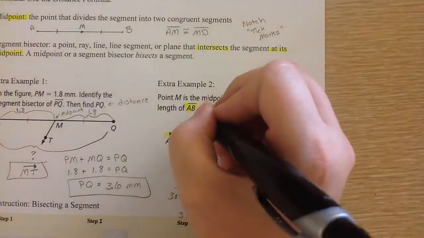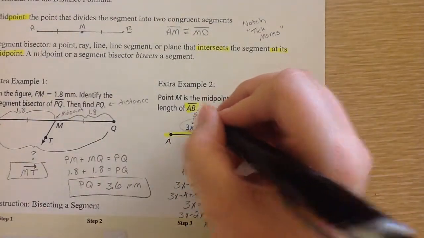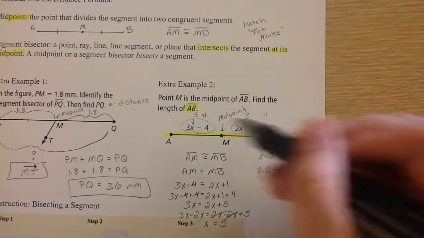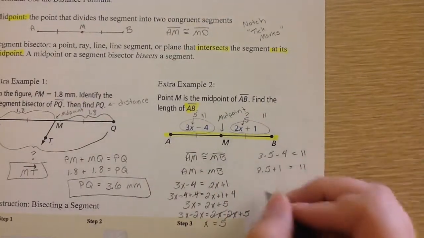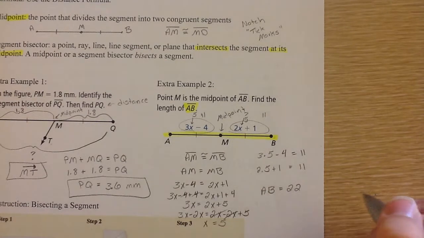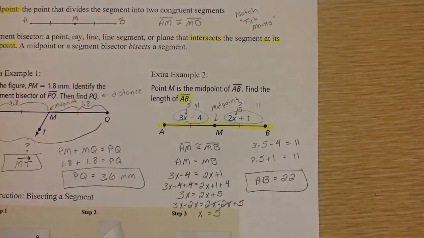So they're both 11. Well, we would expect them to be the same because M is the midpoint. So the whole distance from A to B would be the 11 plus the 11. A to B is 22. And we don't have any units on it, so we'll just label it as 22.